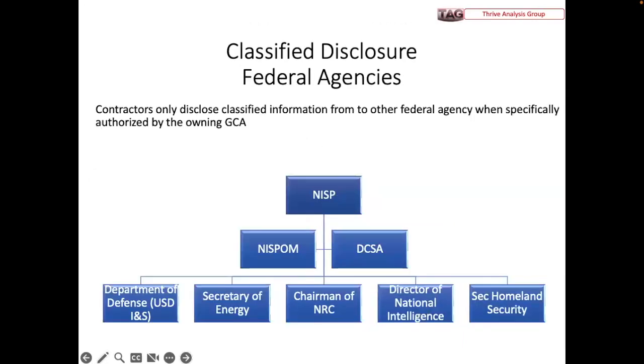Now, we talked about federal agency relationships, and this just states that contractors only disclose classified information from two other federal contracting agencies when authorized and directed by the owning government contracting activity. The contractor cannot go out and make this determination on their own. We as contractors are using it, and we use it on contract, but we are not able or authorized to share that outside of our contract.